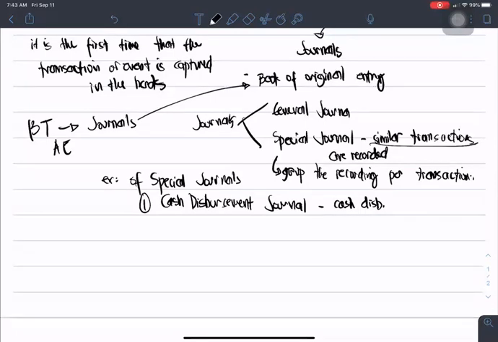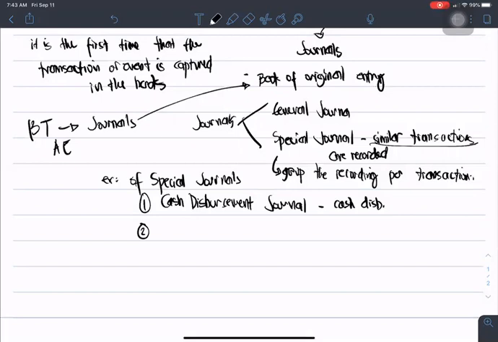So for example, purchase of supplies through cash. That is a cash disbursement. Payment of salaries. That is a cash disbursement. Purchase of property. That is a cash disbursement. Therefore, when we say cash disbursement journal, the main or similar transaction that is grouped under that special journal is cash disbursement. If the transaction relates to a decrease in cash, or disbursement of cash, then you record it in the cash disbursement journal.